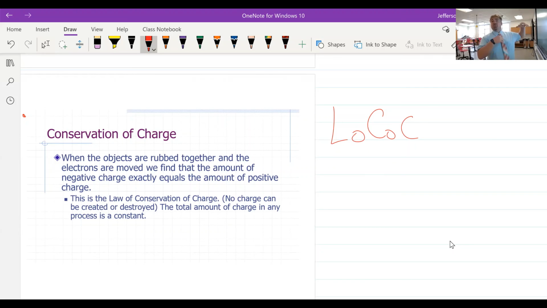So we'll do some investigating and some further explanation. I'll show you some demonstrations on this tomorrow. But this is just the foundation of these charges. So that's it for today.